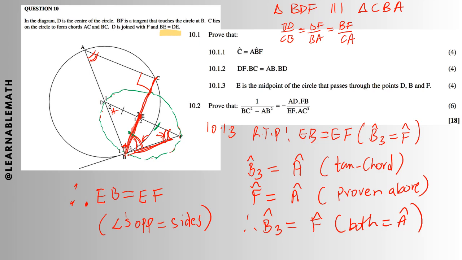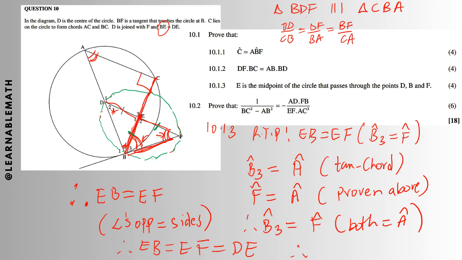Okay, so because we have just proven that EB is equal to EF, and we're given that BE is also equal to DE, can you see? Which is the same as what? As DE. So they are equal. Those are radii, right?